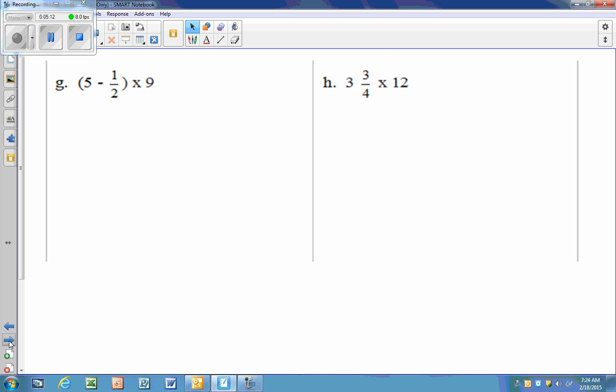On the back page, we have G and H, and on these two, I will not require a picture. So first, I have to use my order of operations, and I have to remember BPEMDAS here.